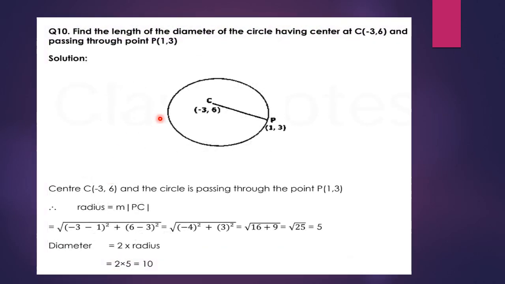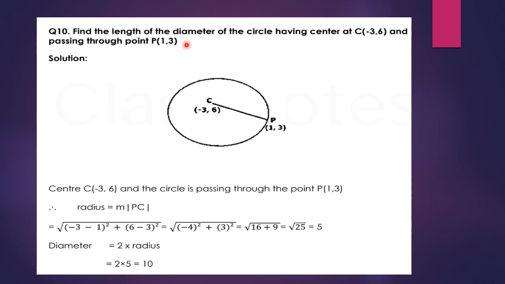Now look at question number 10 of your exercise. Find the length of the diameter of a circle having center at the point (-3, 6) and passing through the point (1, 3). Here C, the point C is the center of the circle and P is any point on the circle. We know that the distance from the center to any point of the circle is called, yes, it is called radius.